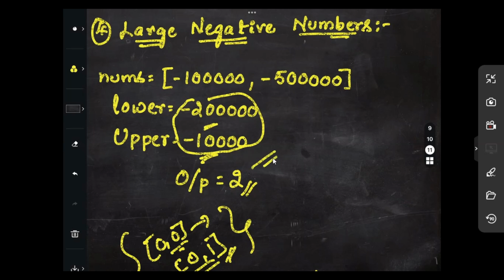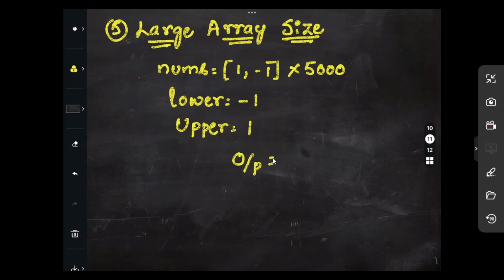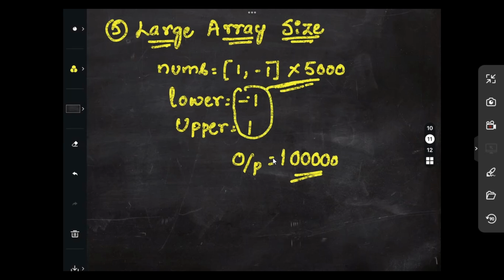And then the fifth edge case here is large array size. So here we have considered 1, minus 1 into 5,000. You can clearly see into 5,000. Lower minus 1, upper plus 1 I have considered here, right? So the output here will be 1 lakh. So yeah, this is fine. The alternating pattern ensures every adjacent pair 1, minus 1 forms a valid subarray sum within minus 1 to plus 1. So this is for the condition large array size.